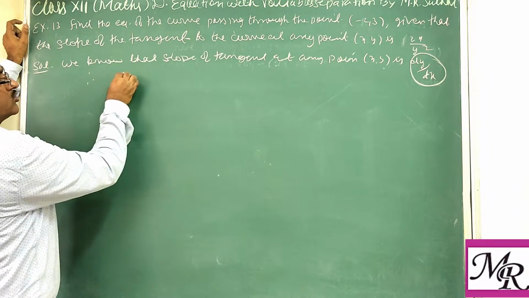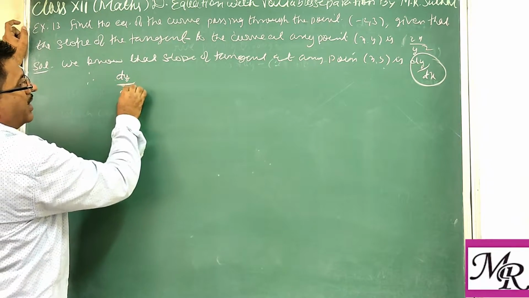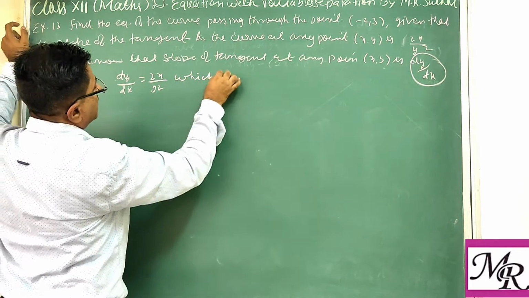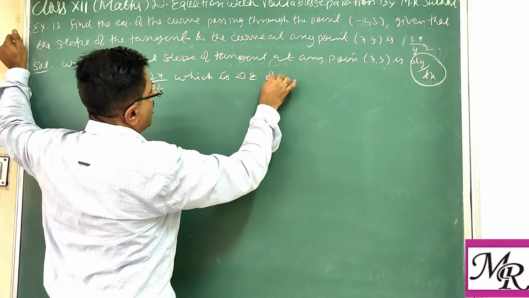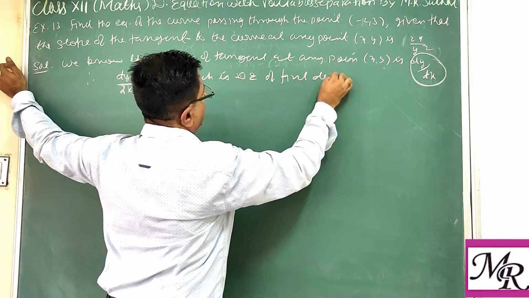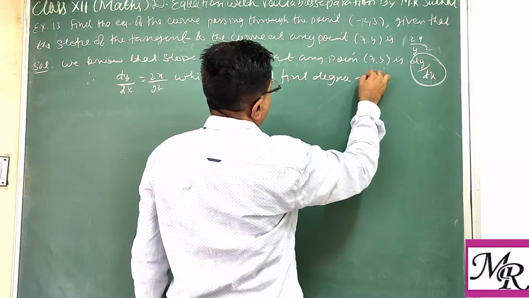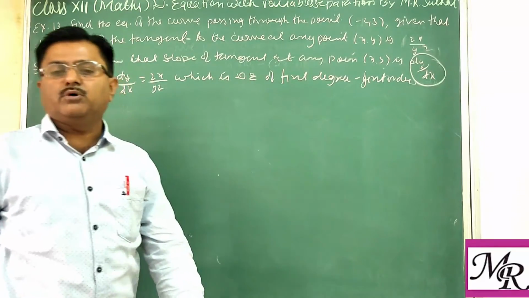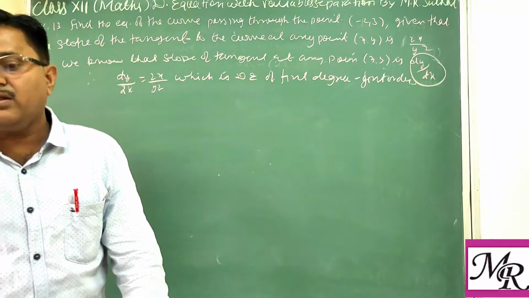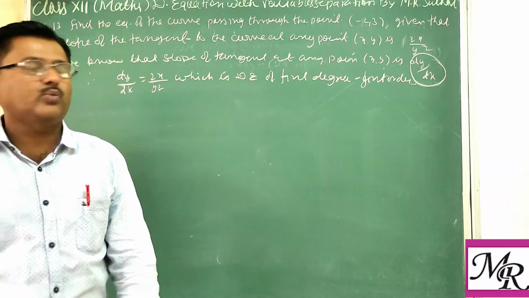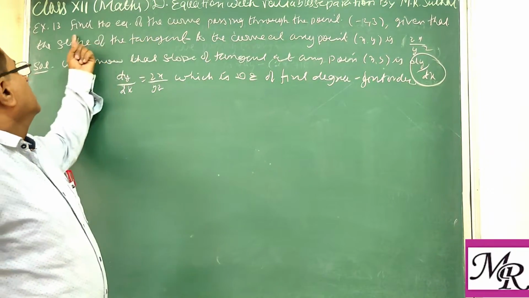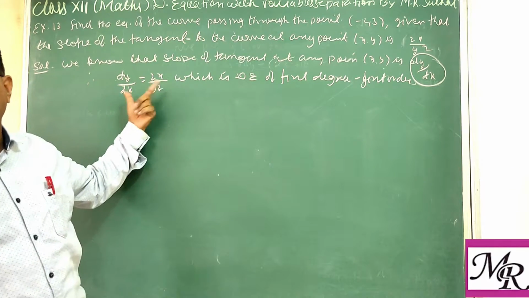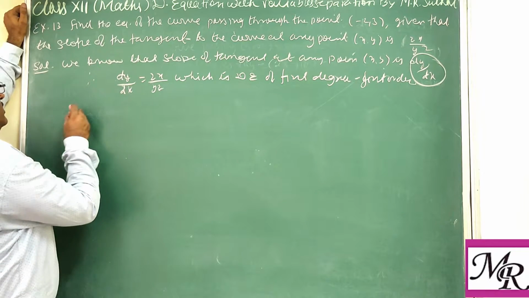Therefore, both should be equal. So dy/dx = 2x/y², which is a differential equation of first order, first degree. According to the given condition, we get a first order, first degree differential equation. Now, to find the equation of the curve passing through the point, we have to find the solution of this. So we solve this.